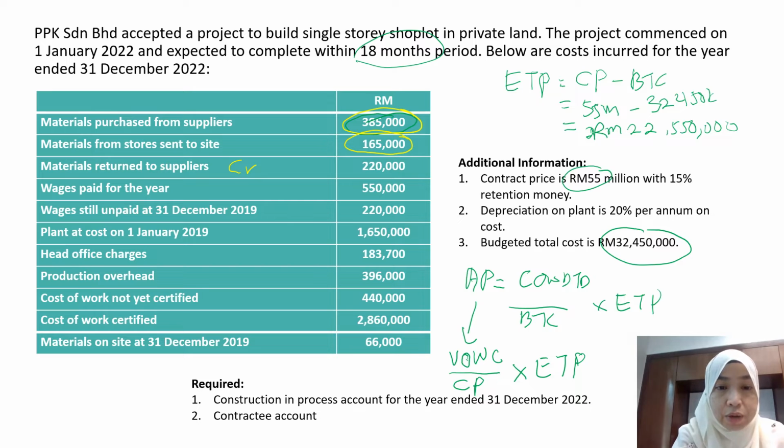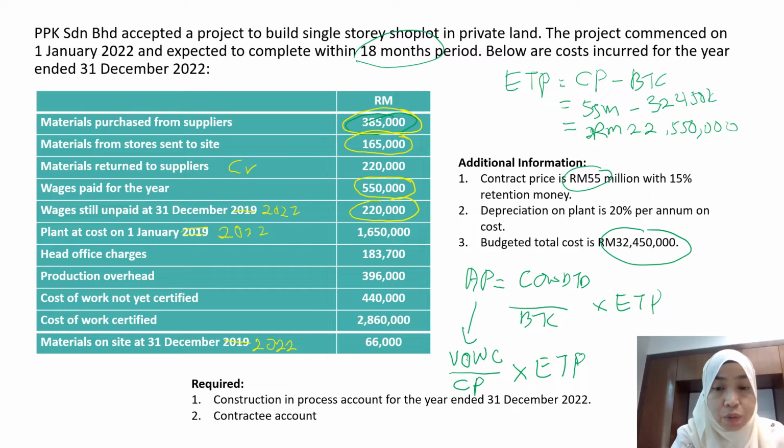Next, wages paid for the year. This one also you will debit into the contract account. And then wages still unpaid, this is actually accrued wages for the year 2022. Sorry for the typo error. So this one you will also debit, accrued wages, you debit into the construction in process account.